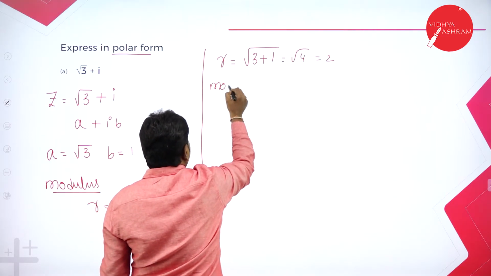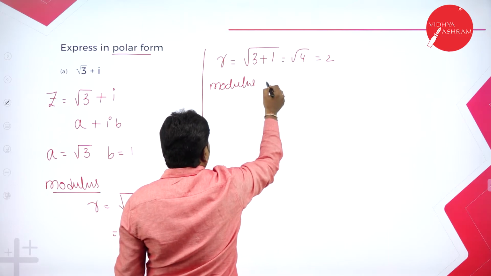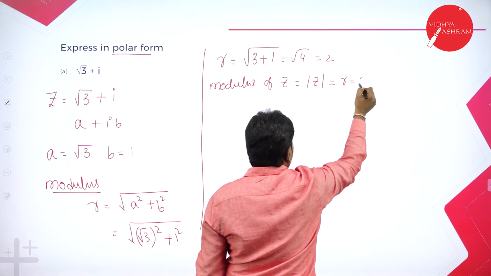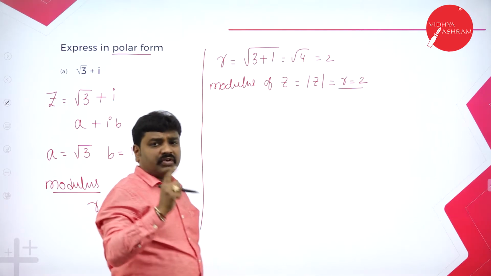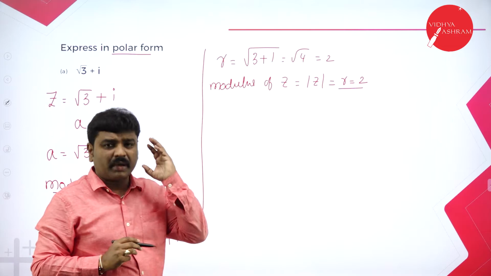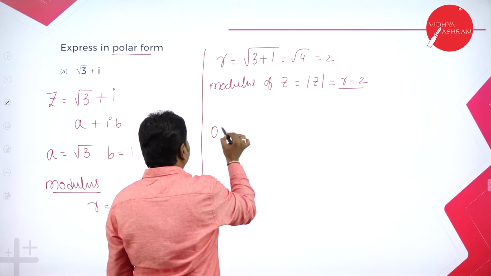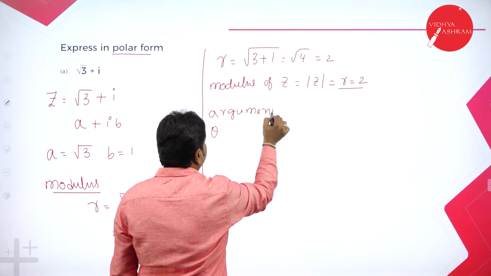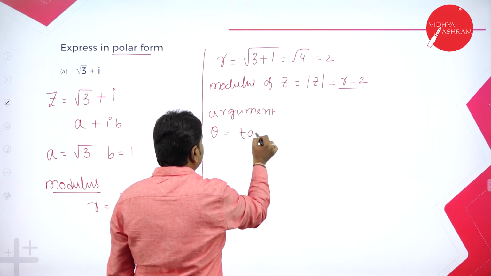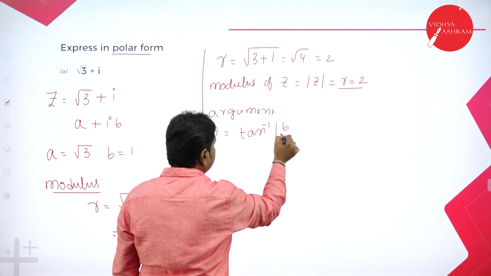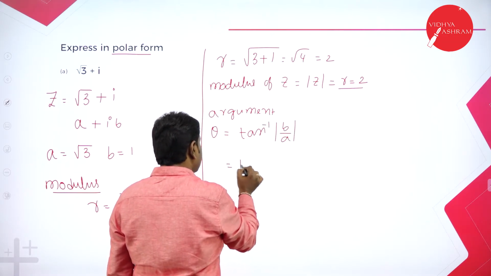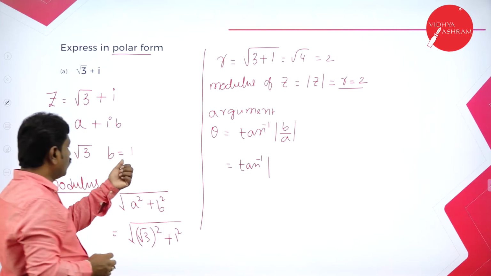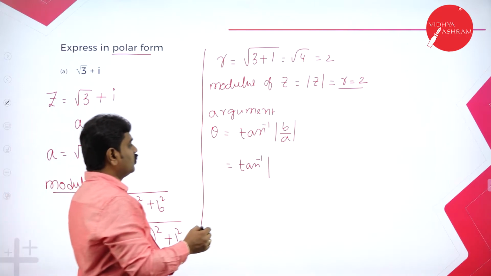Modulus of z, we say mod z, or I am denoting it as R, is 2. So first you need to find the modulus. Then go to amplitude or argument, theta. Argument, or we can also call it amplitude, both are the same. The theta formula I gave you: tan inverse of modulus of b by a. What is the b value? 1. What is the a value? Root 3. So 1 by root 3.